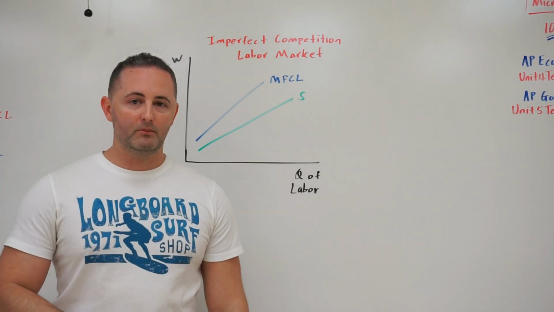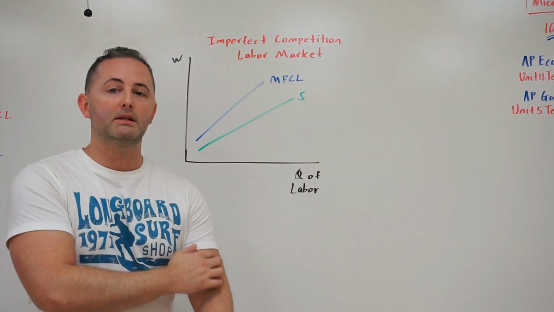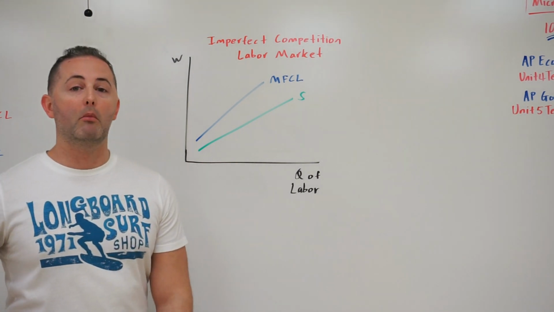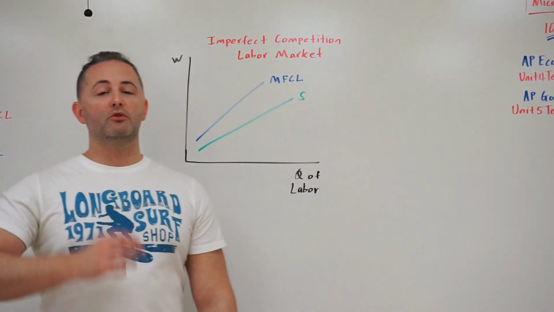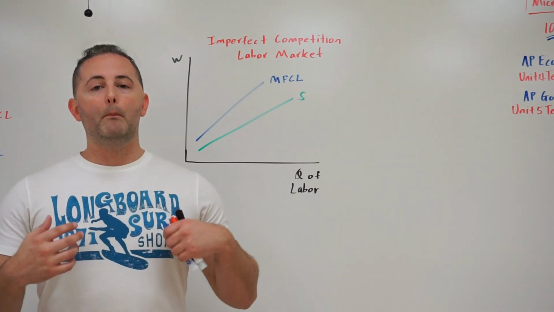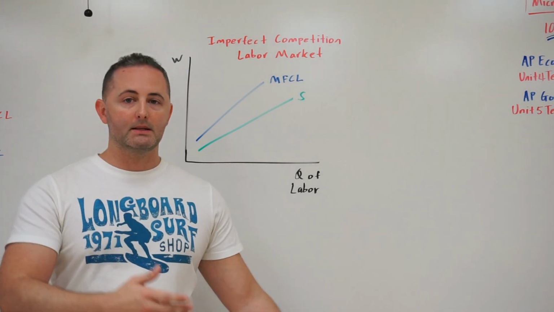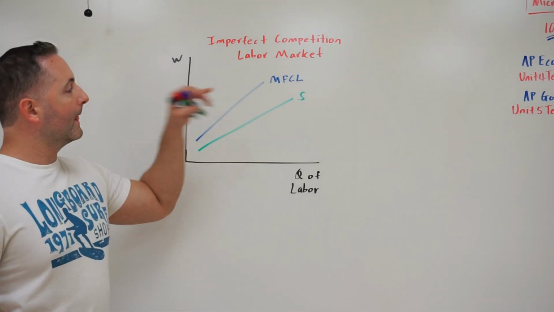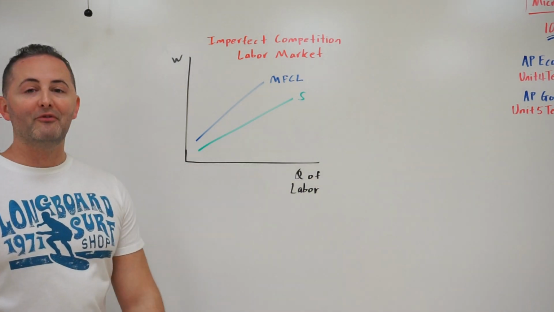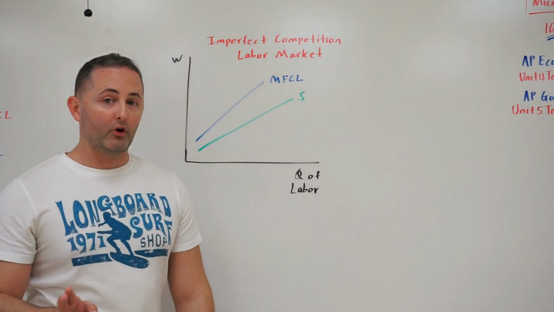Perfect competition in the labor market, the firm faces a horizontally sloping supply curve, which is equal to this up here, the MFCL, marginal factor cost of labor. Marginal factor cost of labor, again, just to review, is the additional cost imposed by employing one more unit of labor. The marginal factor, in this case labor, cost of labor. All right, so horizontal S equals MFCL for the perfect competitive firm.